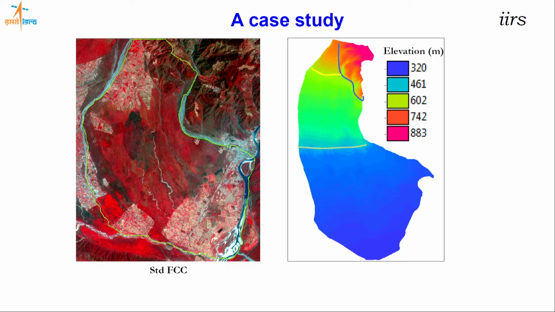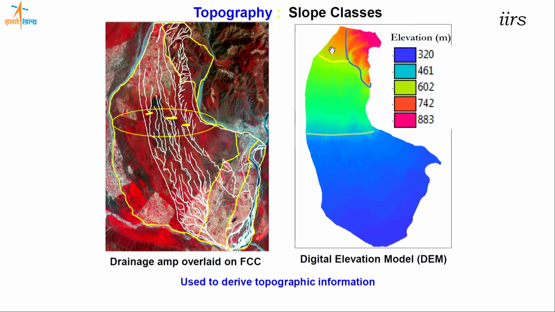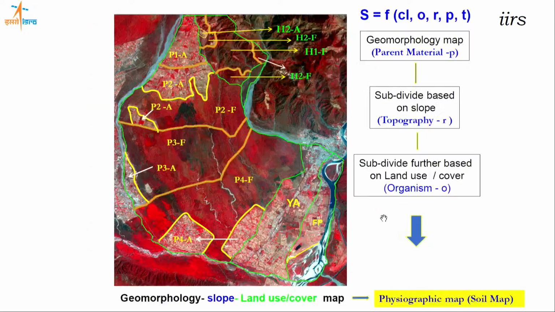You see, this is the soil FCC, this is the elevation map. We divided this into geomorphology. Geomorphology was further divided based on the topography. You see the drainage is changing, here drainages are meeting, so from here we can draw a boundary. This geomorphology was further divided based on the slope, and then we divided it further based on the land use land cover, and we are getting these polygons.